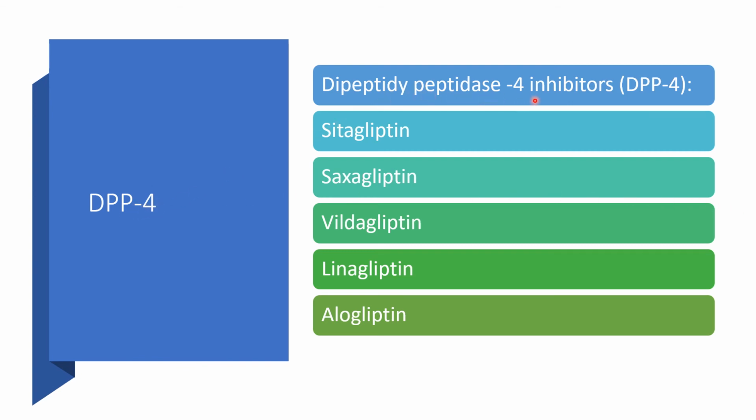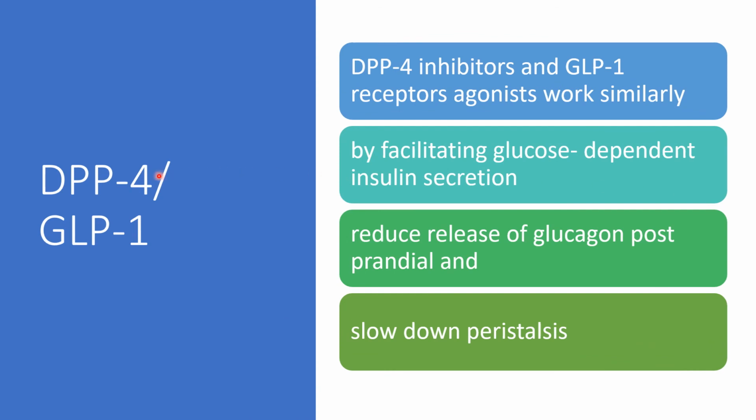DPP-4, dipeptidyl peptidase 4 inhibitors. Remember, I alluded to this while talking about GLP-1, right? The examples there will be sitagliptin, saxagliptin, vildagliptin, linagliptin, alogliptin, so the gliptin family. Now, DPP-4 inhibitors and GLP-1 receptor agonists work similarly. Remember, I've just stated it, that these inhibitors will prevent the metabolism of GLP-1. So they facilitate glucose-dependent insulin secretion, they reduce glucagon production postprandially, and they slow down peristalsis.